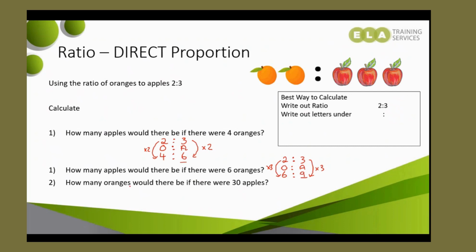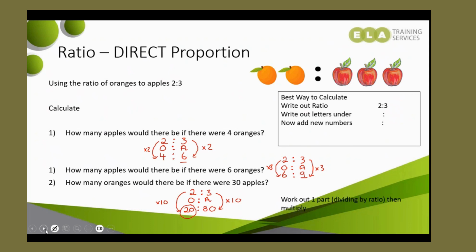Then, how many oranges would there be if there were 30 apples? So now we do the opposite. So we go 2 to 3, and we've got O to A again, but this time on our right-hand side, we've got 30. We say to ourselves, how do we get from 3 to 30? Well, we times by 10. So we do the same to the other side again. So 2 times by 10 is 20. So we've got 20 oranges. And that is how we do direct proportion.